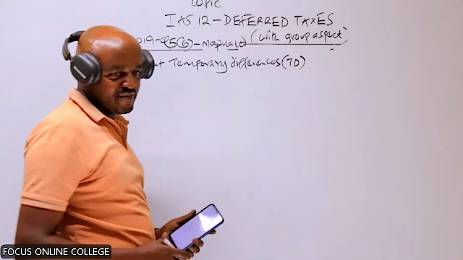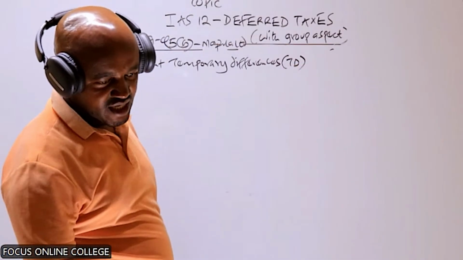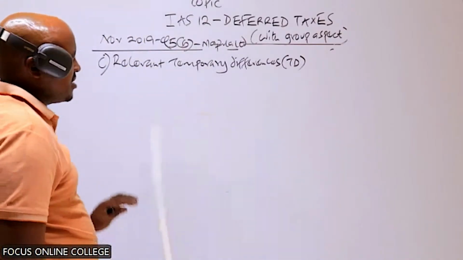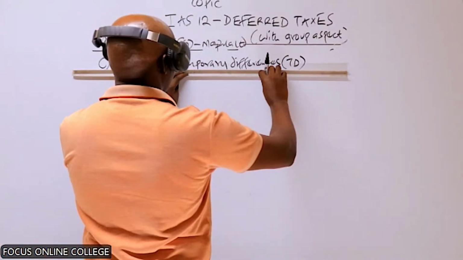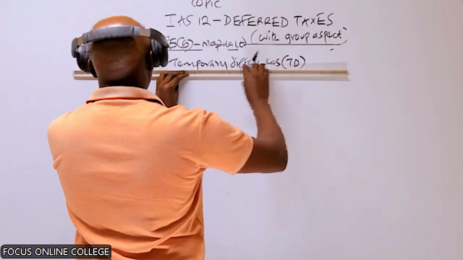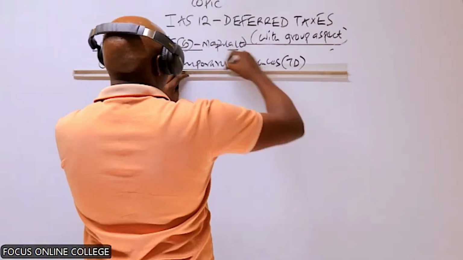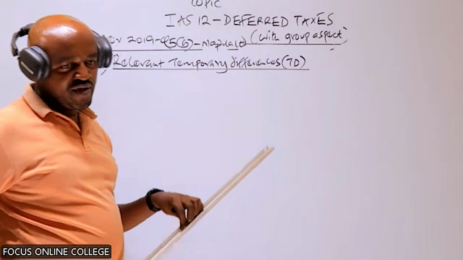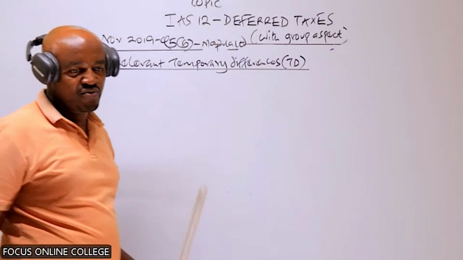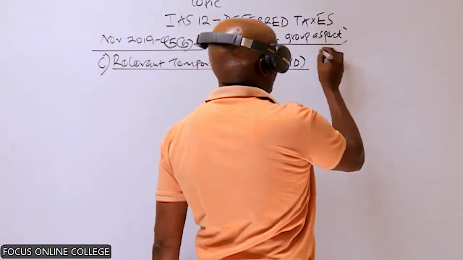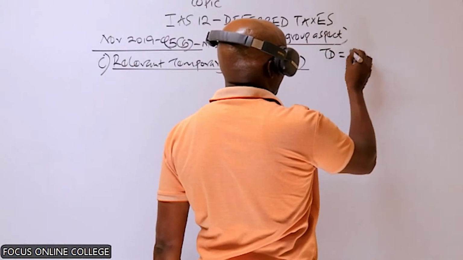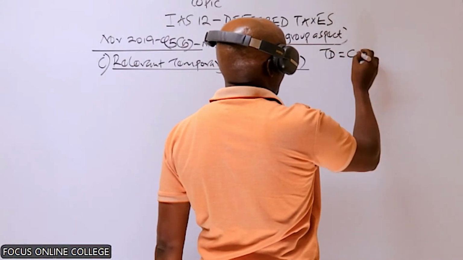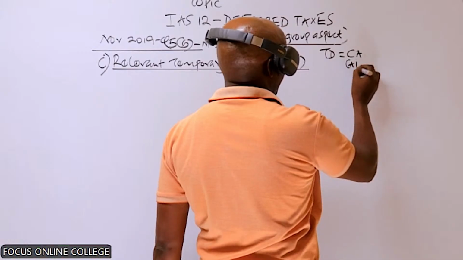Temporary differences, remember, we have referred to this as what? Or actually, this is abbreviated as the TD, the temporary differences. Now, what you have to recall is how do we compute this temporary difference? So we compute the temporary difference by taking the carrying amount of either an asset or a liability.